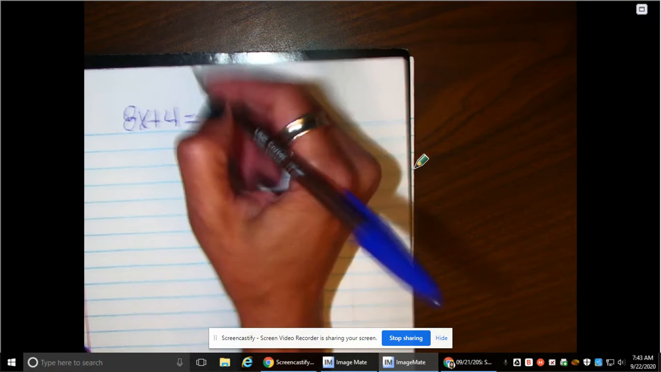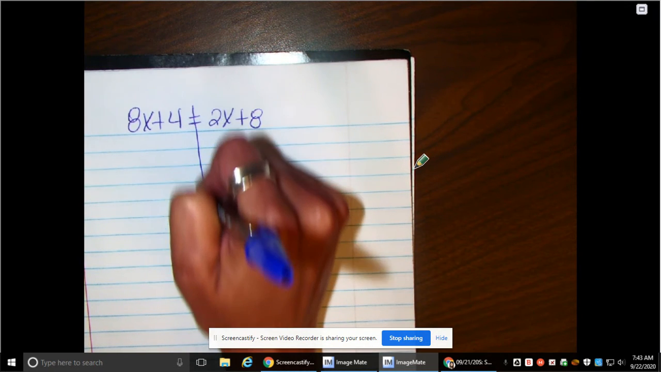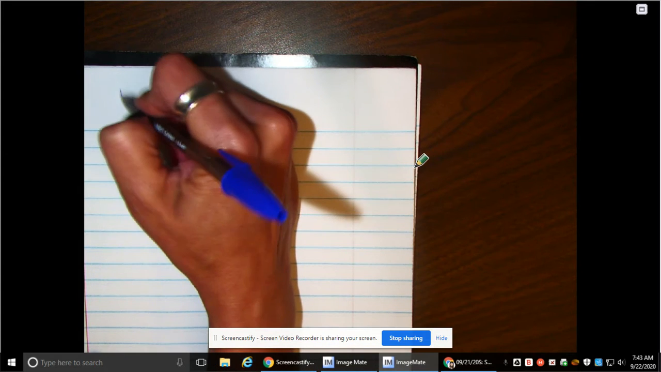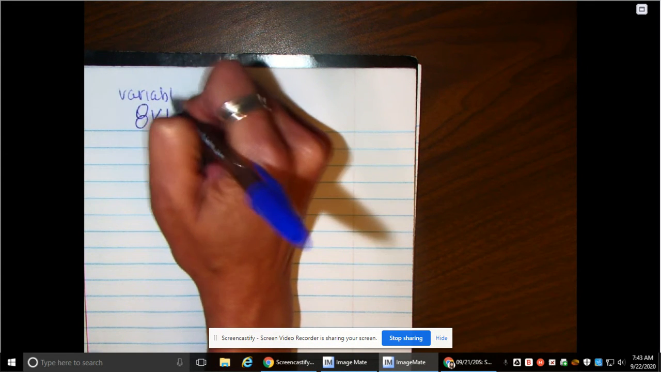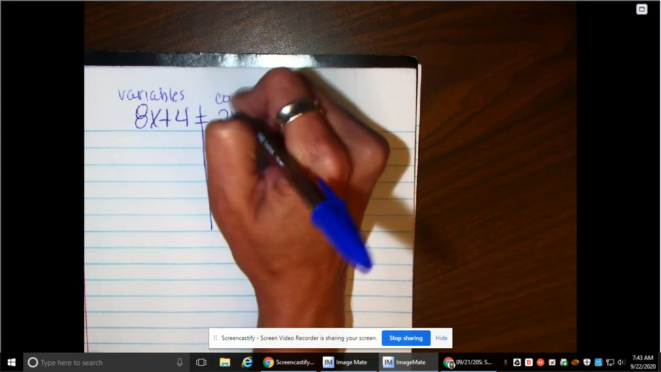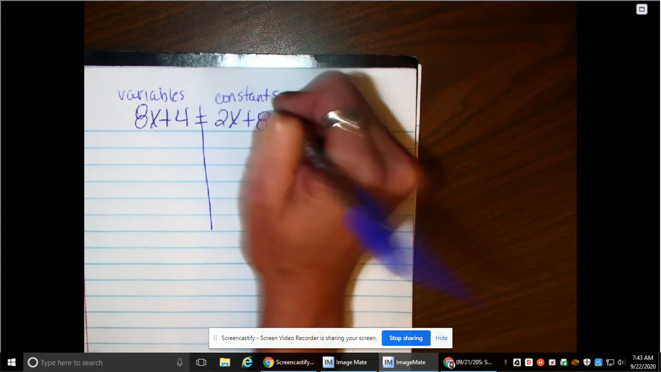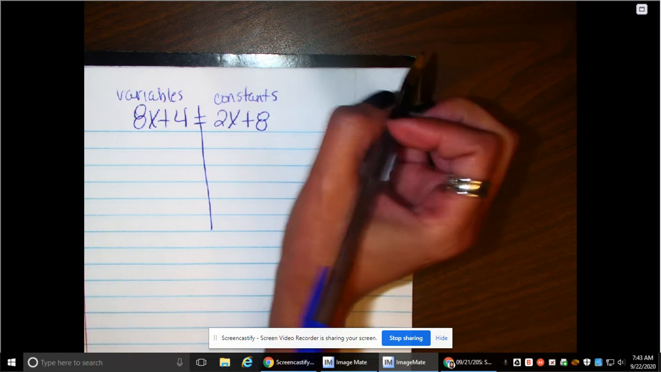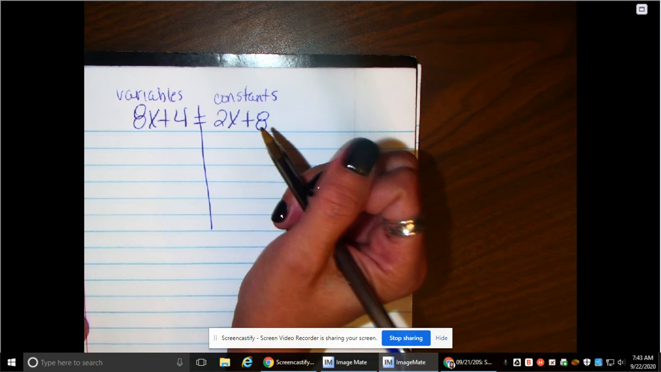When solving this equation, it is helpful to draw a line down the middle to separate your two sides. Remember, on the left side, you want your variables, and on the right side, you want your constants. So remember, your variables are your letters, constants are your numbers that are not next to a variable.